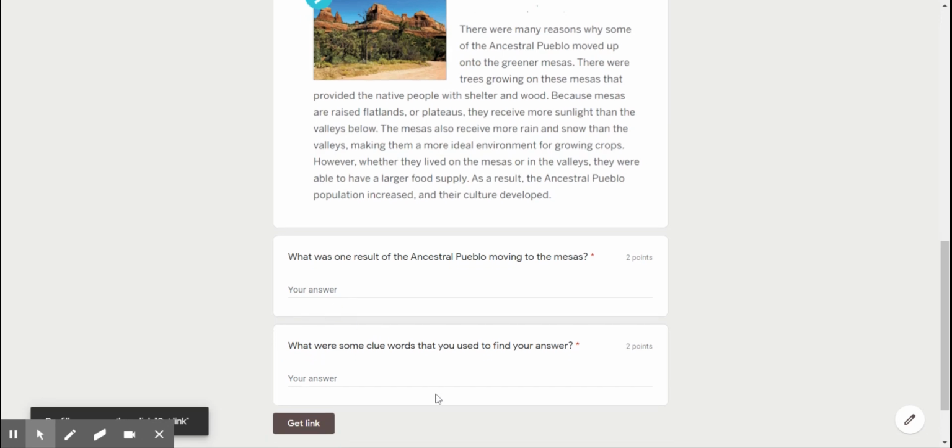Then the second part of your exit ticket is, what are some of the clue words that helped you find your answer? So going back to our presentation, what were some of the clue words that we said help us identify cause and effect?